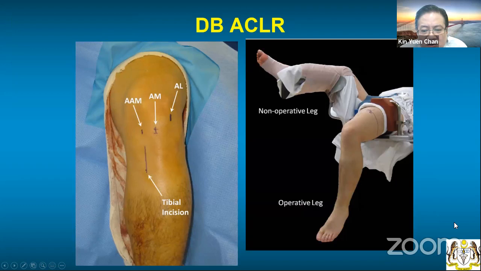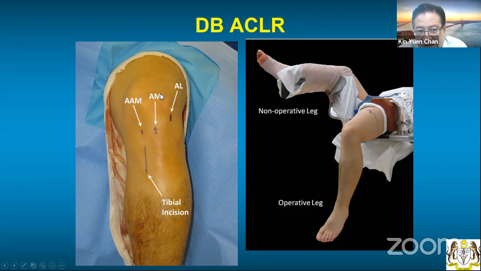So the normal way of doing this sort of surgery is using separate portals and an incision here to harvest the hamstrings, and a separate portal to target your AM portion, the tunnels on the femur side.